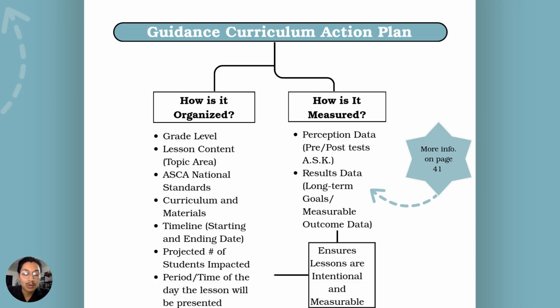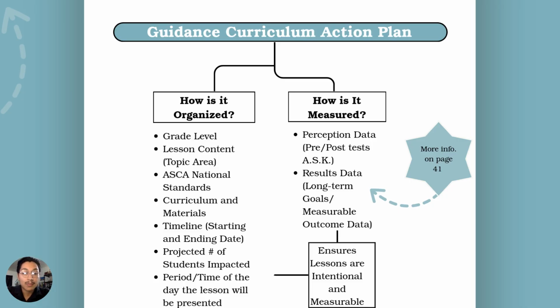Then the timeline: what time frame, or what month, are you going to be doing this? For transition, would it be better to do it in May, or in the month before May? What's going to be more impactful? So take the time and be intentional with that. The projected number of students impacted is just an informational box you can fill in. And then the period and time of the lesson, taking the students into account so you're not taking away their instructional minutes, and being considerate of both the teachers and the students.